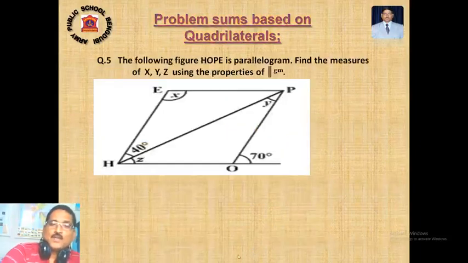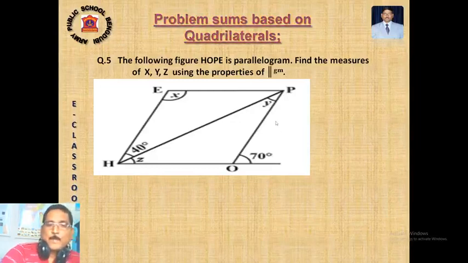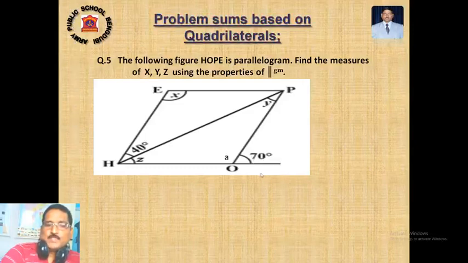Now here, how can I follow this? x, y and z. You see, this is an exterior angle. So I can mark this as an interior angle. Exterior and interior form a linear pair. So A will be 180 degrees minus 70, that is 110. Now after getting A, x will be what? Opposite angles of a parallelogram are equal. So x will also be 110.